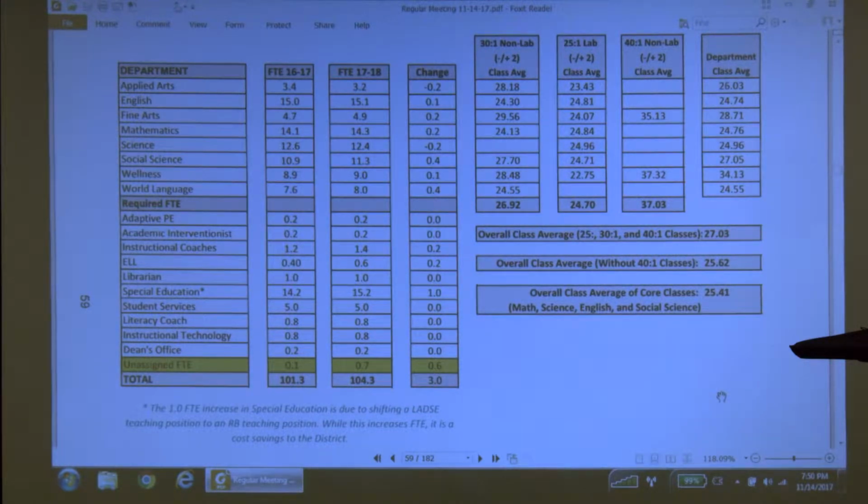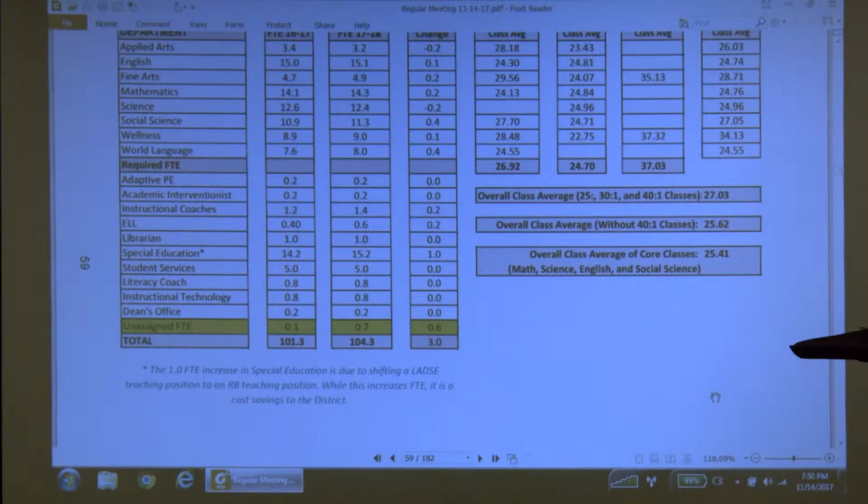And Wes had asked a question about the 5-year average. I only have the 3-year historical, and so last year that number was 25.8. And the year before that, it was 26.21. So that number has continued to go down. The average core class size has continued to go down in the past 3 years.